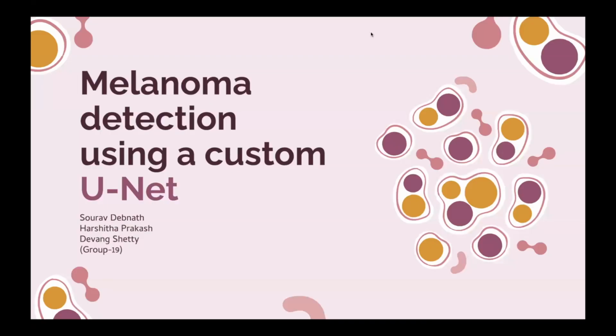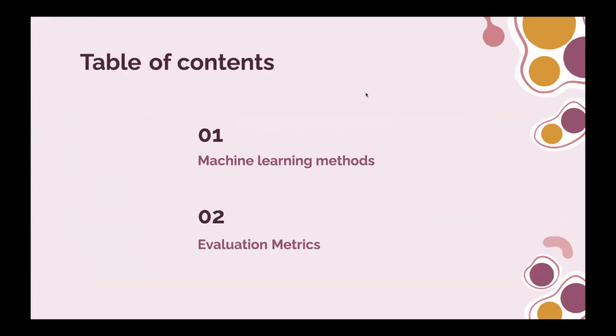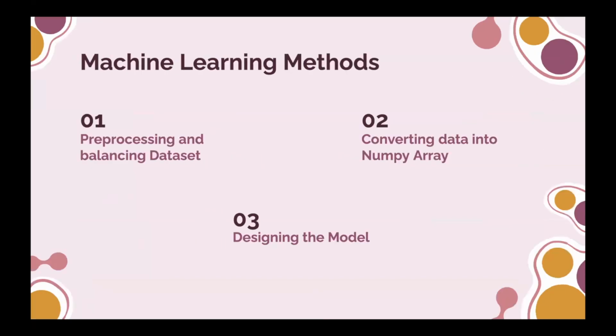Hey guys, today I'm going to be talking to you about the methodology and evaluation metrics that we've used for our project, that is melanoma detection. So this is what we're going to be talking about today, the methodology and the evaluation metrics. The three main methods that we've used are first pre-processing and balancing the data, converting the data into a NumPy array, and then designing the custom ensemble machine learning model itself.